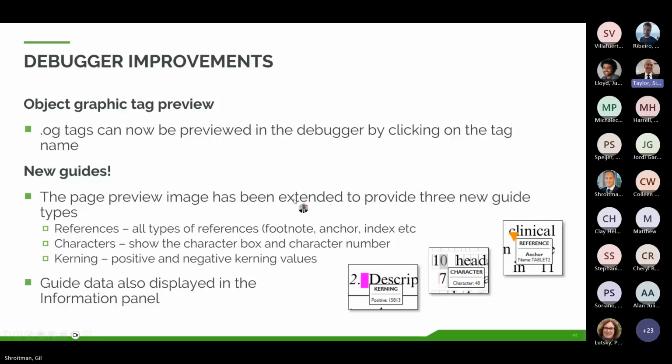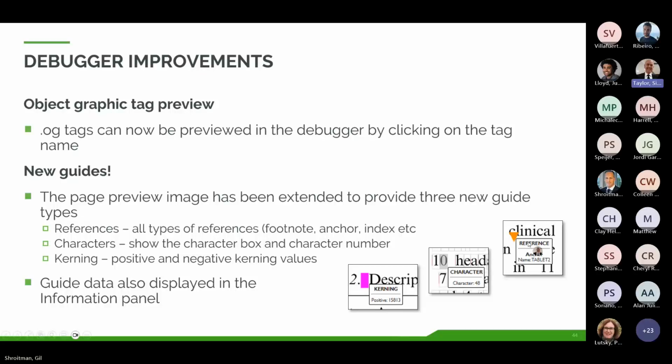We've also added some new guides to the WYSIWYG page view. So previously we had things like blocks and frames and tables and lines and styles, but now we've added some extra ones so you can see which character is being output at a certain point, and there's a box drawn around the character to show its height and width and where the baseline is, that kind of thing. There's one for kerning, so if your font is applying kerning or you've manually applied kerning, you can see where that kerning is being applied.